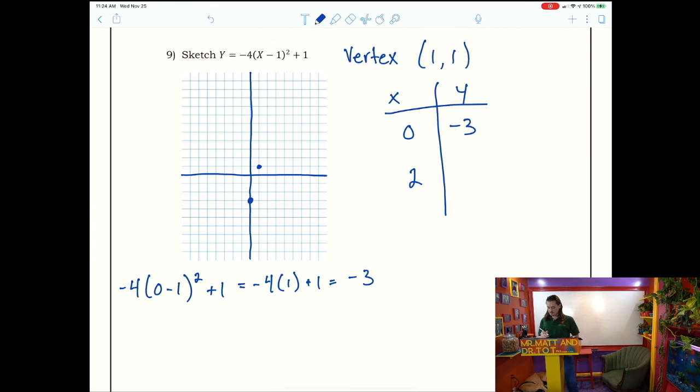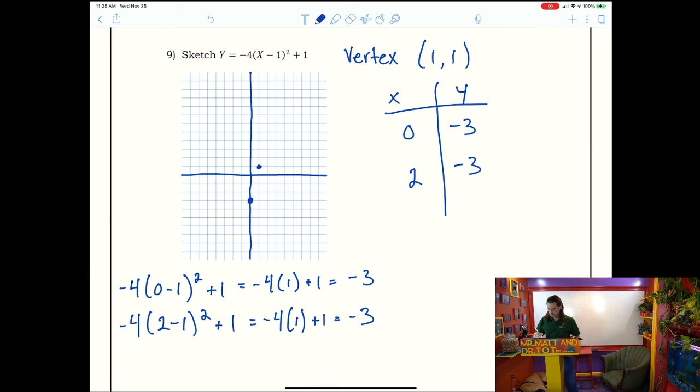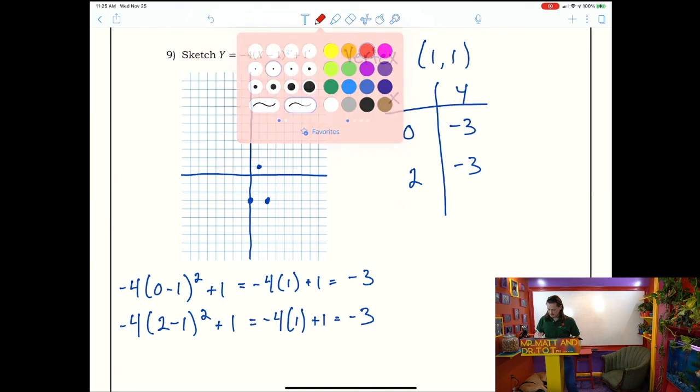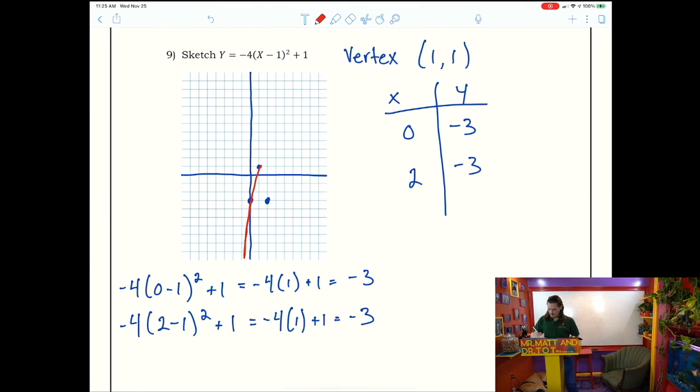When x is equal to positive 2, we're going to have negative 4 times 2 minus 1 squared plus 1. 2 minus 1 is positive 1. Positive 1 squared is still positive 1. So we're going to have negative 4 times positive 1 plus 1. That's going to be negative 4 plus 1, which is also negative 3. So at x is equal to 2, we're at negative 3. So we can connect these three dots together, and we have a sketch of our graph as so.